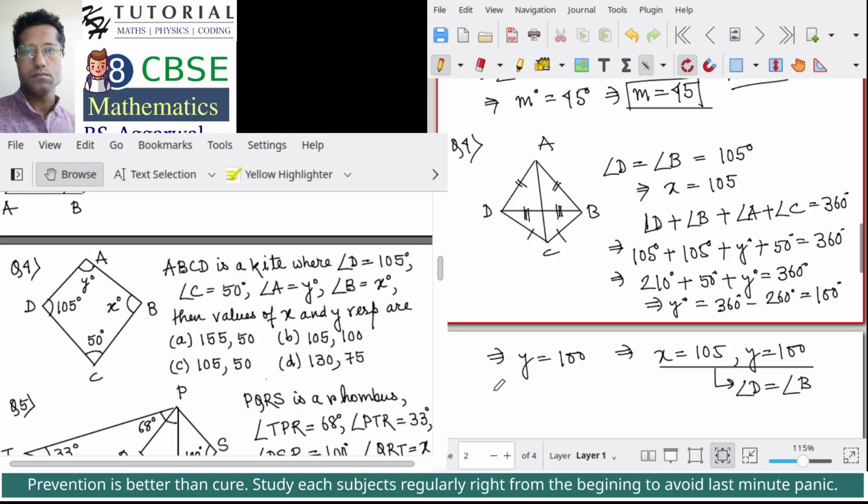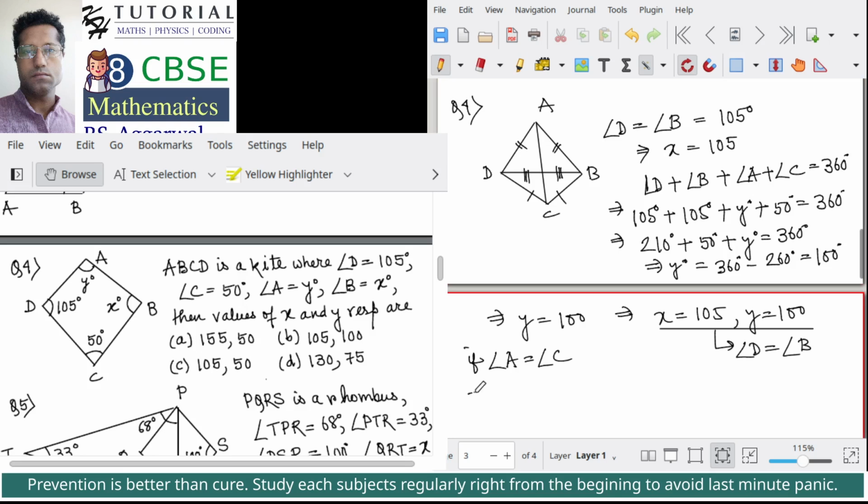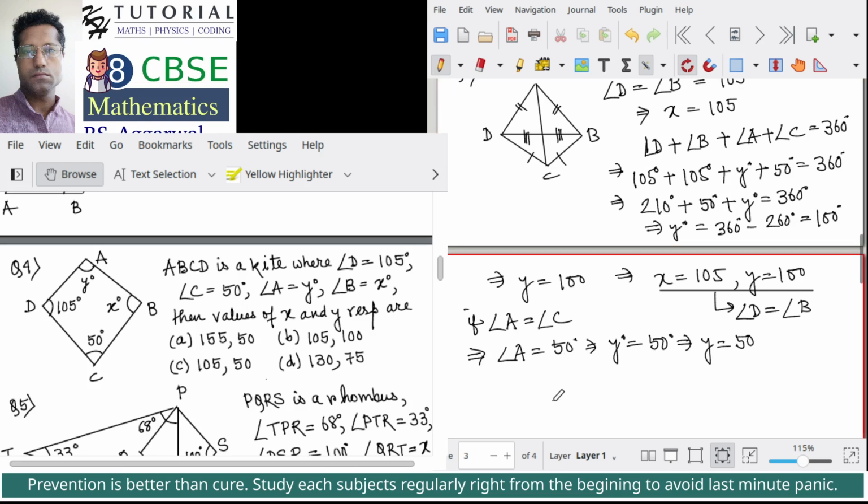it is possible that angle A is equal to angle C. Now if angle A is equal to angle C, this will imply that angle A is equal to 50 degrees. This will imply that y equals 50. Now if y equals 50, this will imply that angle B will be equal to 360 degrees minus angle D plus angle A plus angle C. This is equal to 360 degrees minus angle D, 105 degrees, minus angle A, 50 degrees, minus angle C, also 50 degrees.